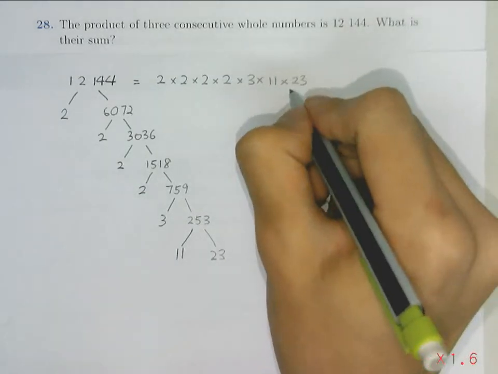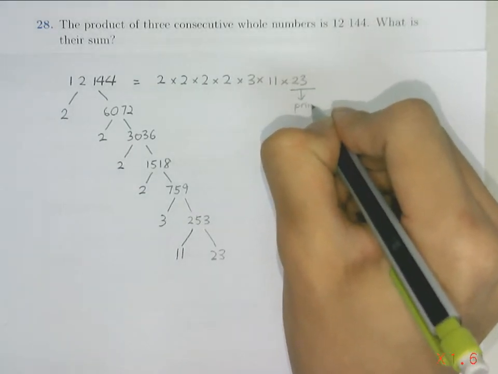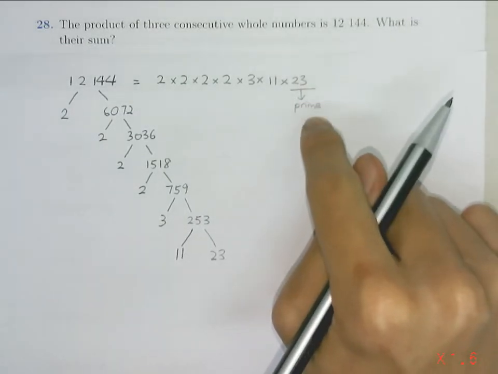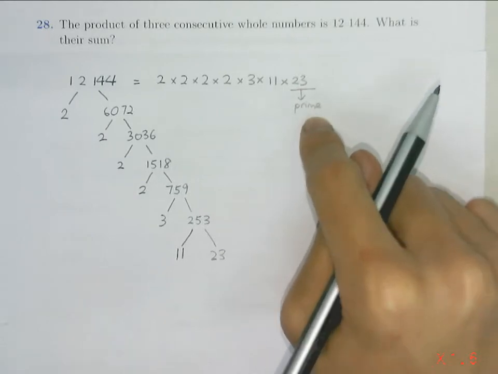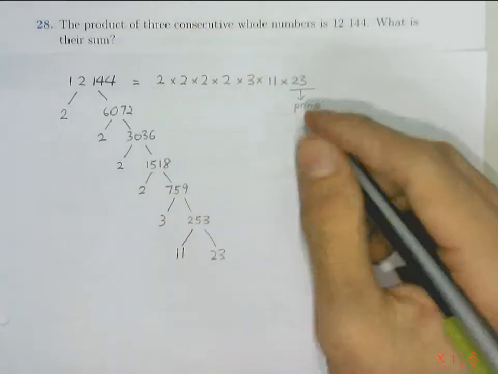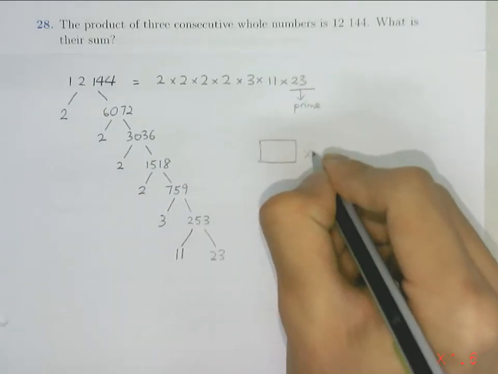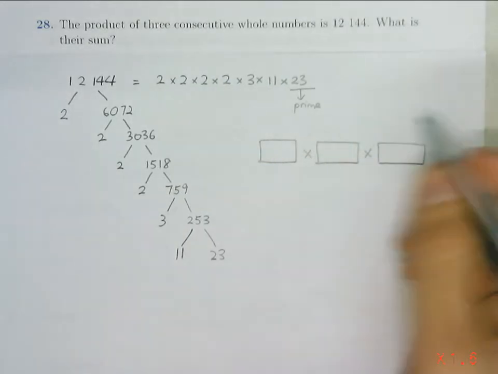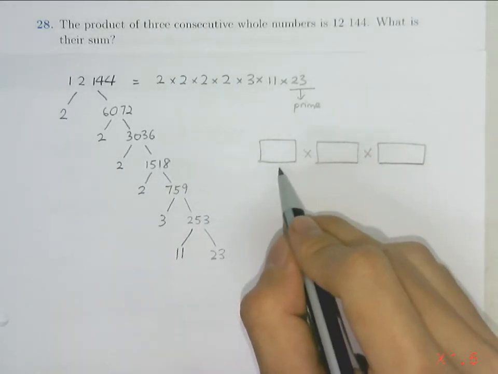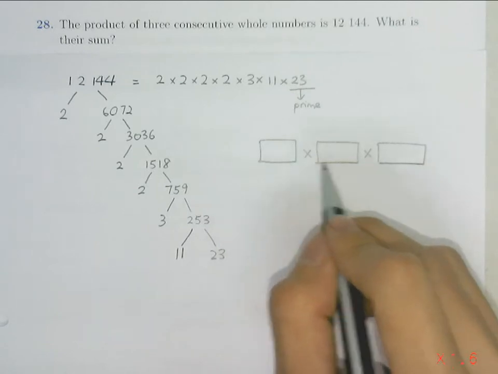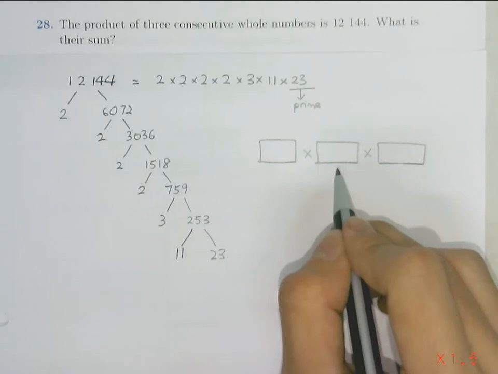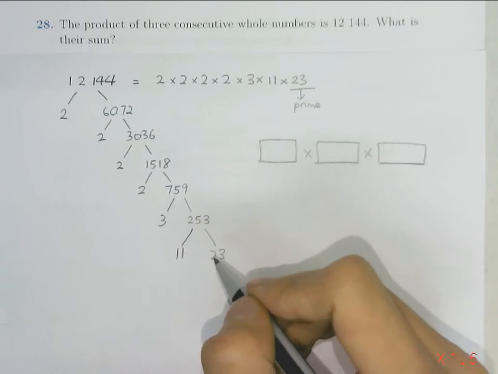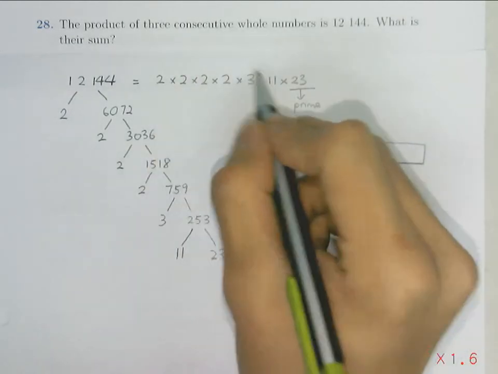Now notice that 23 is a prime number. If it's a prime number, that means it cannot be simplified into smaller numbers or smaller factors. So one of the numbers must be 23. But we do not know whether 23 is the smallest among these three consecutive whole numbers, or the largest, or just the average. So we need to look at more clues given in the prime factorization.